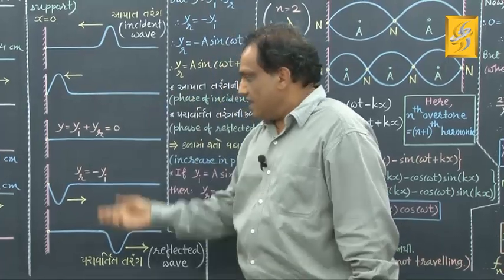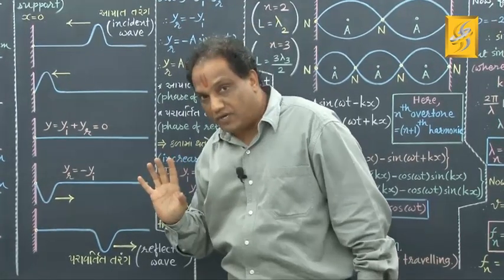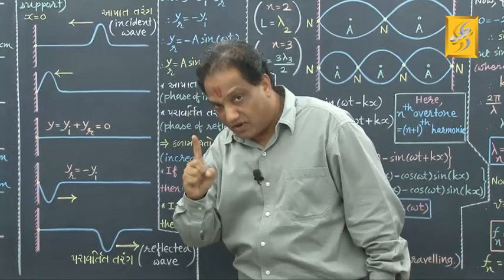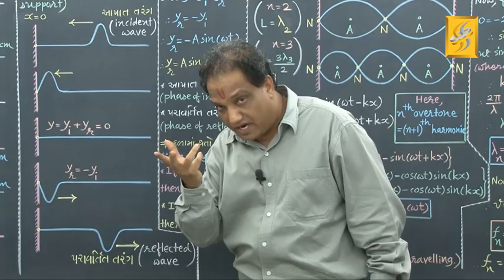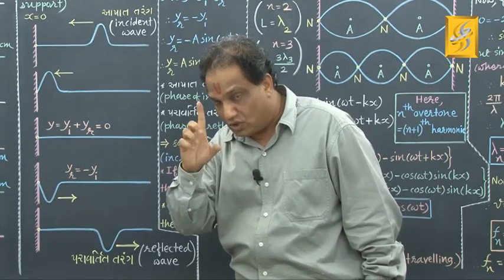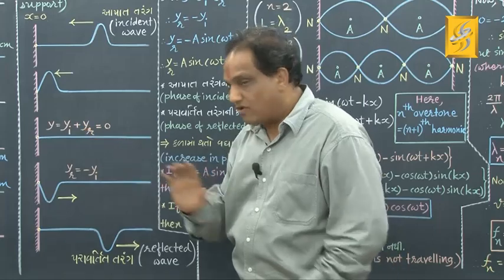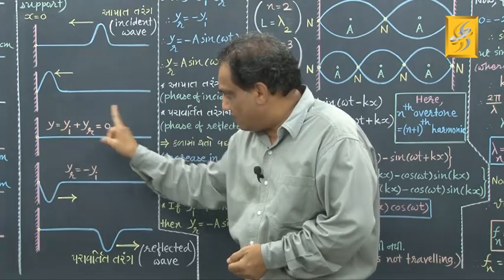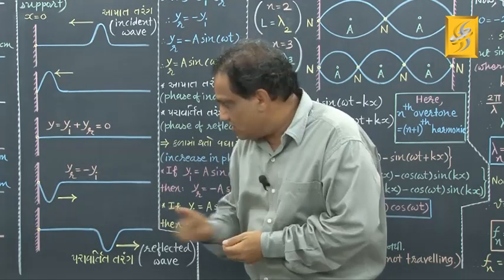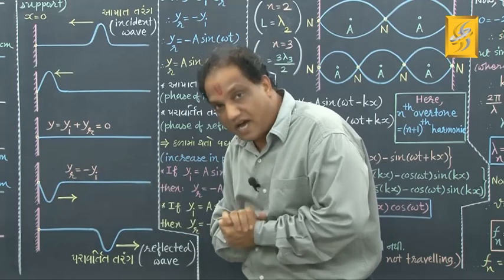Okay, fine. Now, after the superposition is over, you will have the reflected wave. In which direction will it propagate and with what amplitude? I am showing you. Find out Yr from here. You will get minus of Yi. So, Yr equals minus of Yi.